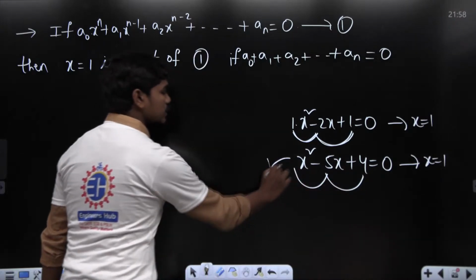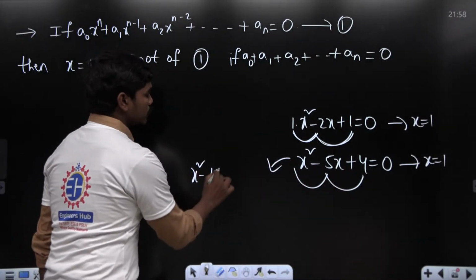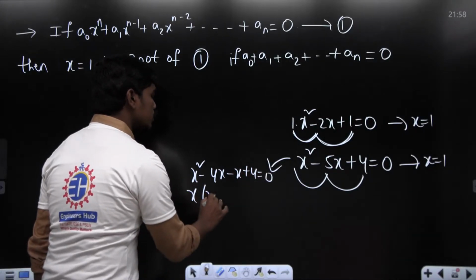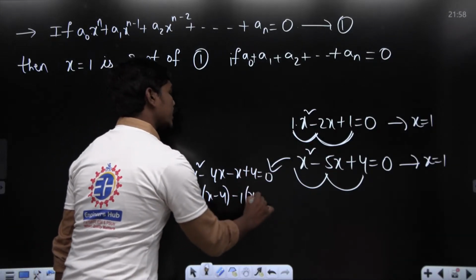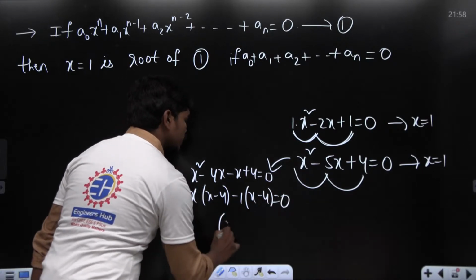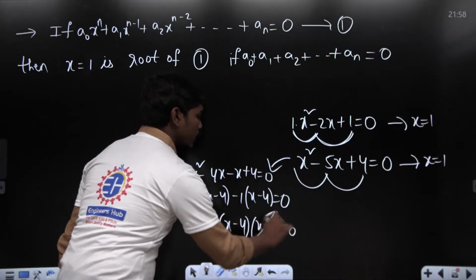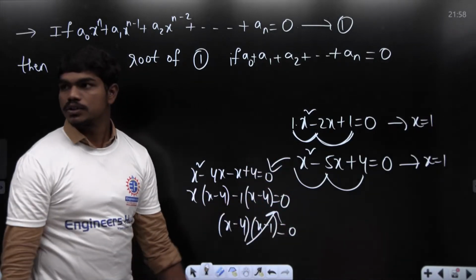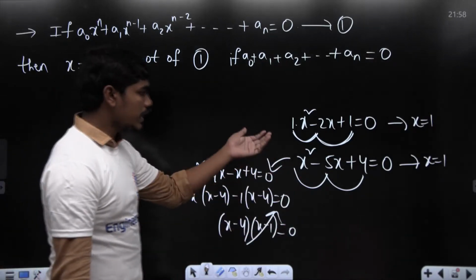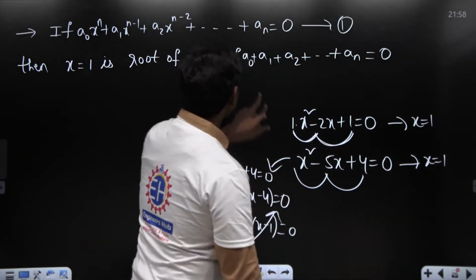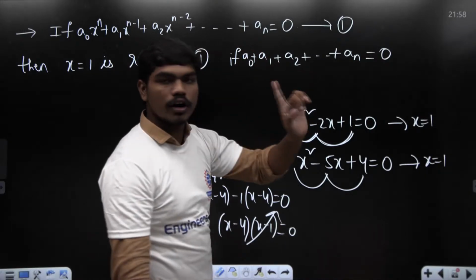If you want, you can factorize this. x square minus 4x minus x plus 4 is equal to 0. So x of x minus 4 minus 1 times x minus 4 is equal to 0. So x minus 4 into x minus 1 is equal to 0 if you factorize. And you can see x is equal to 1 is one root of this equation. Correct? So similarly, for any polynomial, if the sum of the coefficients is equal to 0, then definitely x is equal to 1 will be one root of that equation.